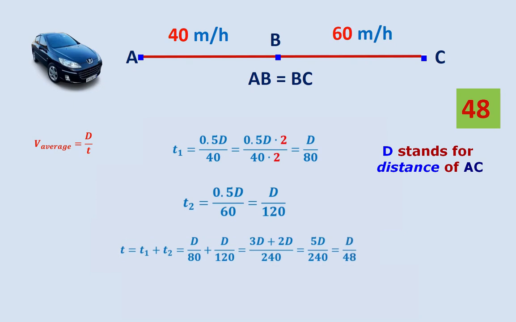So we get that the average speed is equal to d over t. Let's rewrite it in another way. D over t is equal to, let's plug in the value of t, d over 48, so it's equal to d times 48 over d, which equals 48. Thus, the average speed of the car, surprisingly, is equal to 48.